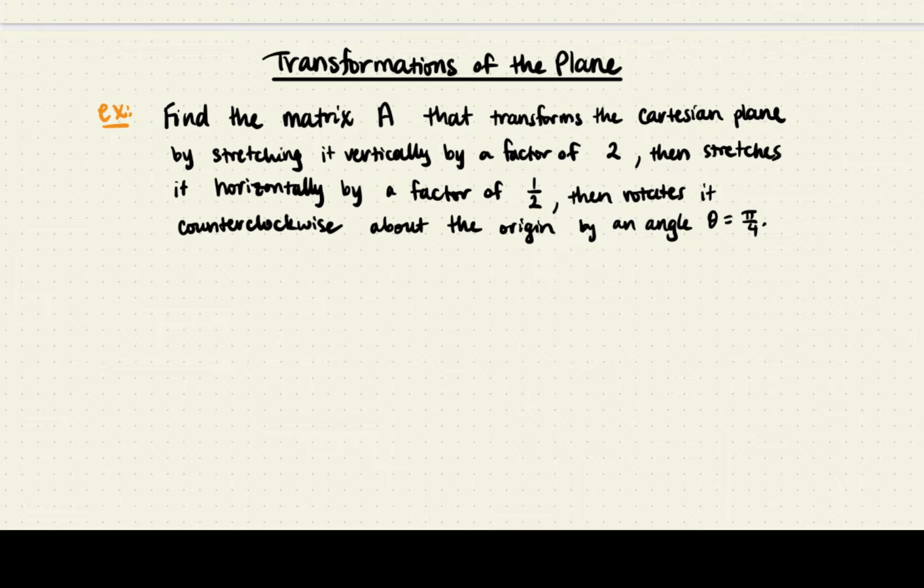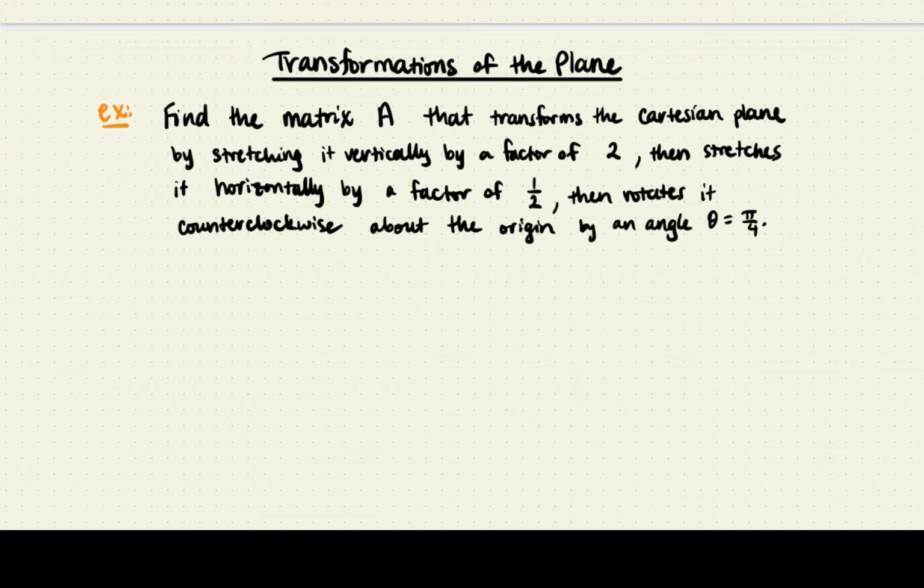Today we're going to go through an example of writing down a matrix that transforms the Cartesian plane. We're going to find the matrix A that transforms the Cartesian plane by doing a few things. First, it stretches the plane vertically by a factor of 2. Then this matrix stretches the plane horizontally by a factor of 1/2, or in other words, we could say it also shrinks it by a factor of 1/2. And then it rotates the plane counterclockwise about the origin by an angle of pi/4.